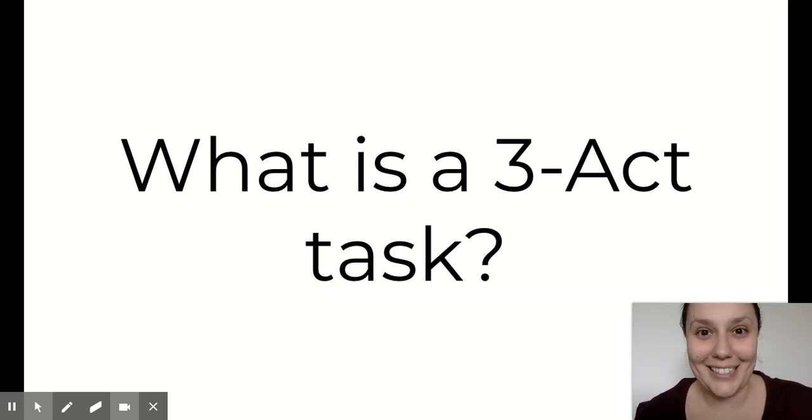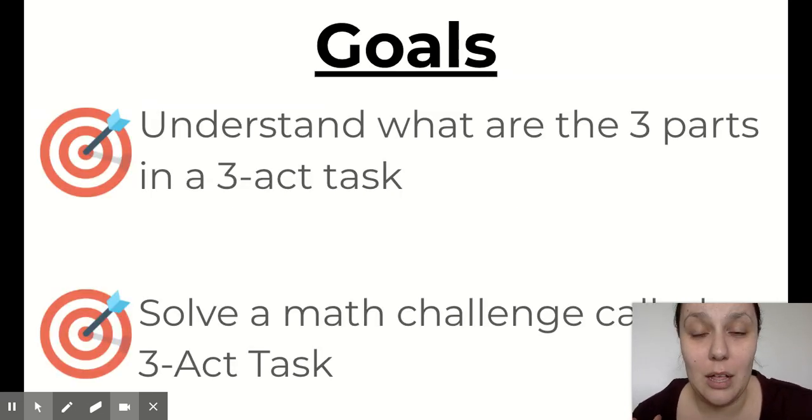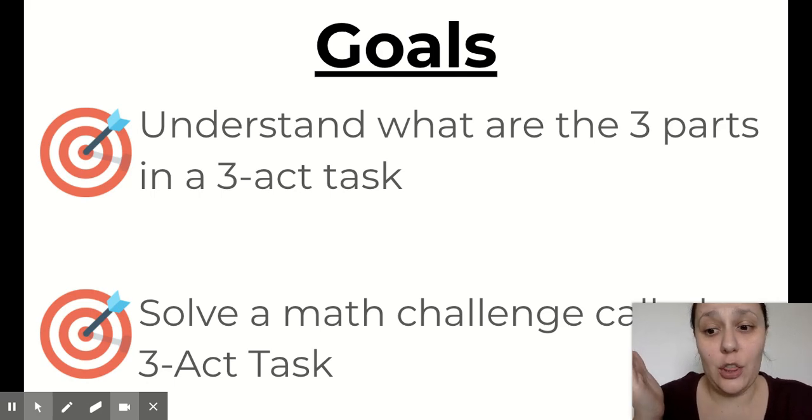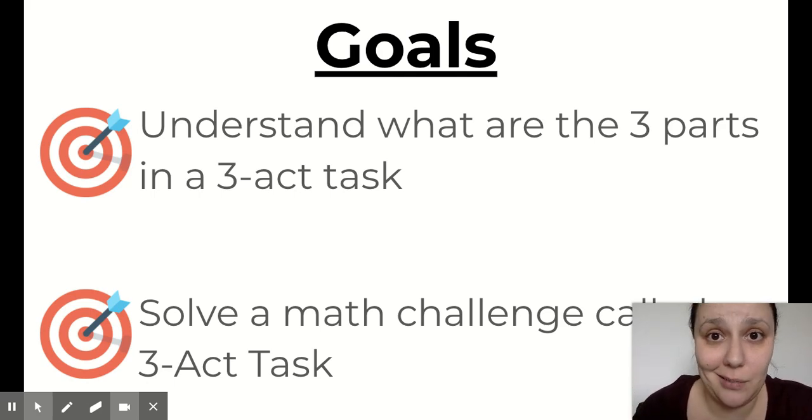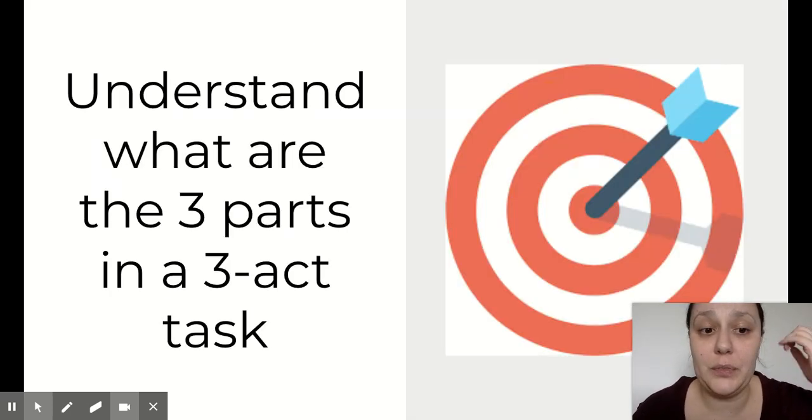All right, let's get started on our lesson today. Our lesson has two big goals. The first goal is that you understand the three parts in a three-act task. That might sound very confusing and unfamiliar to you right now, but hopefully by the end of the lesson, you will understand what is a three-act task and what are the three parts. We will also work on a three-act task together as an example, and we'll solve this math challenge together. So let's move to our first goal. Understand what are the three parts in a three-act task.